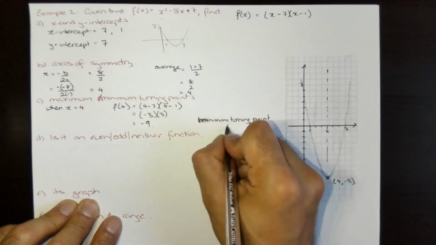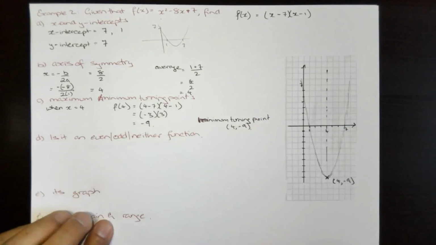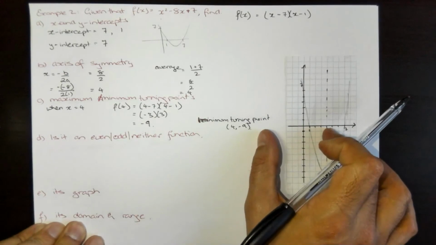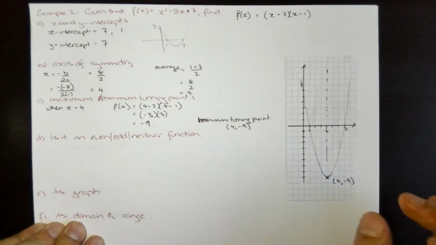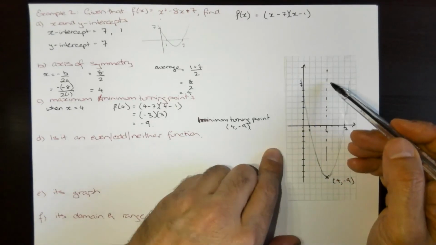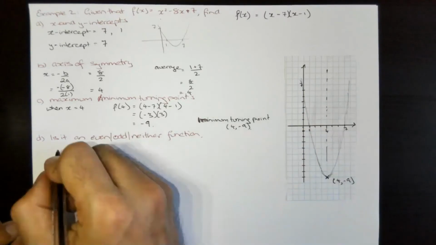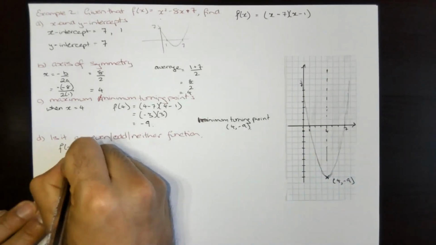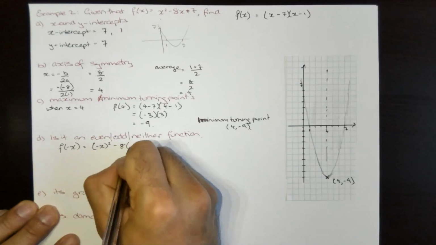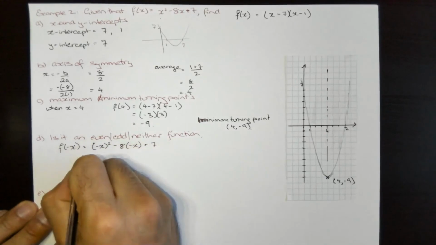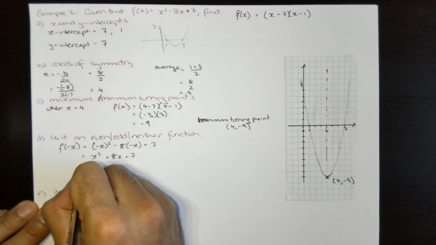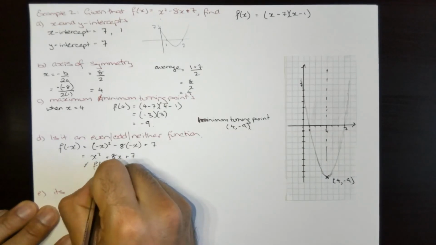Happens at 4, -9. Okay. Once again, from our graph, it's not symmetrical around the x-axis or the y-axis, so it's not even. It doesn't mirror out from the origin, so it's not odd. So it's going to be neither. Once again, we'll just test it. So we've got negative x squared minus 8 lots of negative x plus 7. So we get x squared plus 8x plus 7, which is not f of x. So this is neither.